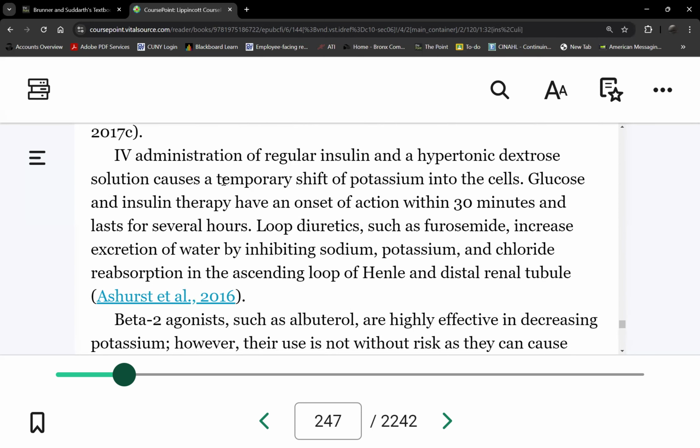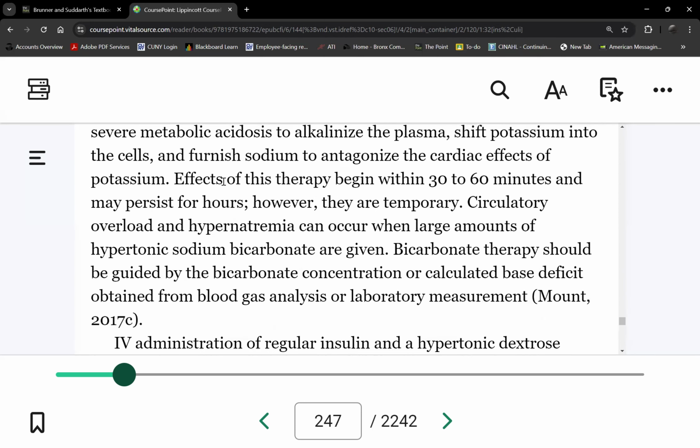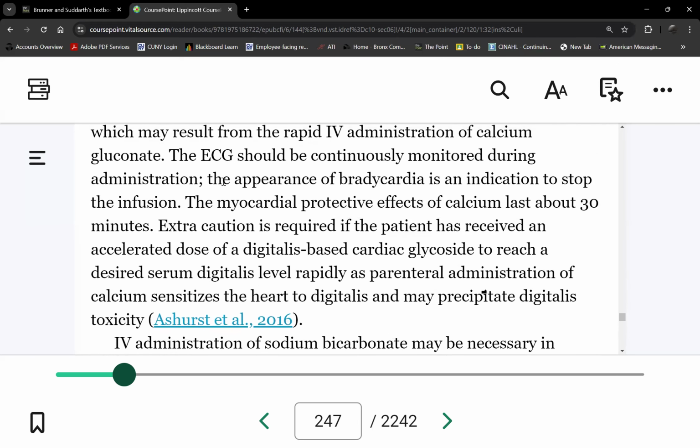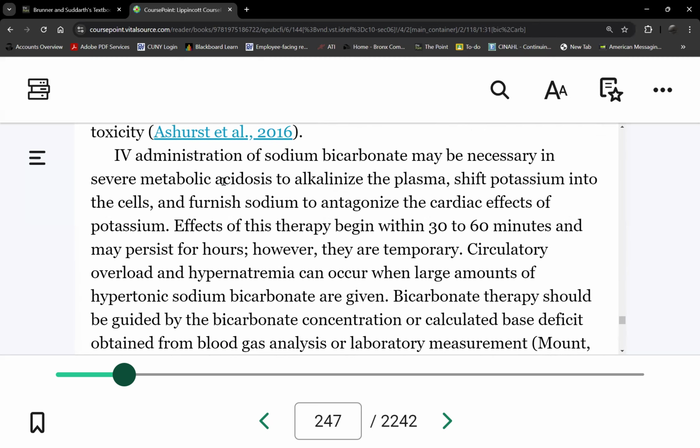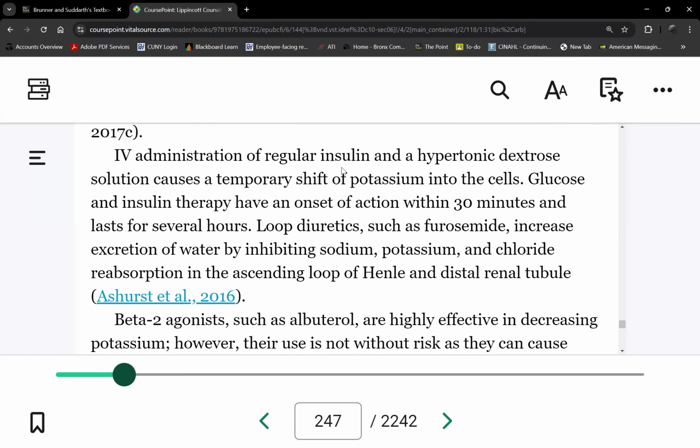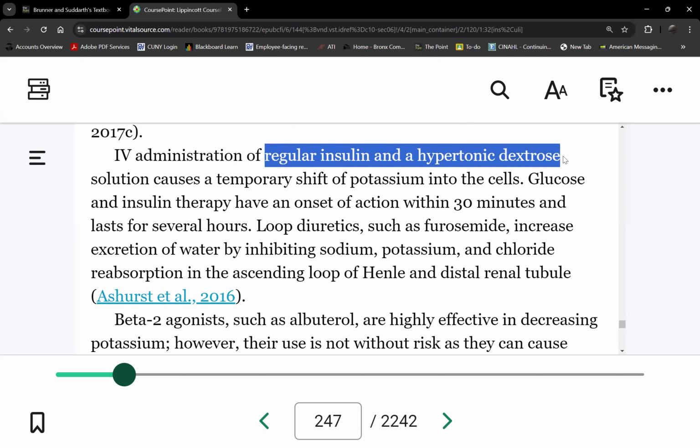Another option to shift it. So what's the action of calcium gluconate again? Antagonize. What is the action of bicarbonate? Shift it. And now another shifting option is IV administration of regular insulin and hypertonic dextrose solution. Now, this is not one or the other. Both have to be given. Let me explain why. Regular insulin, IV, this is the only insulin you can give IV.